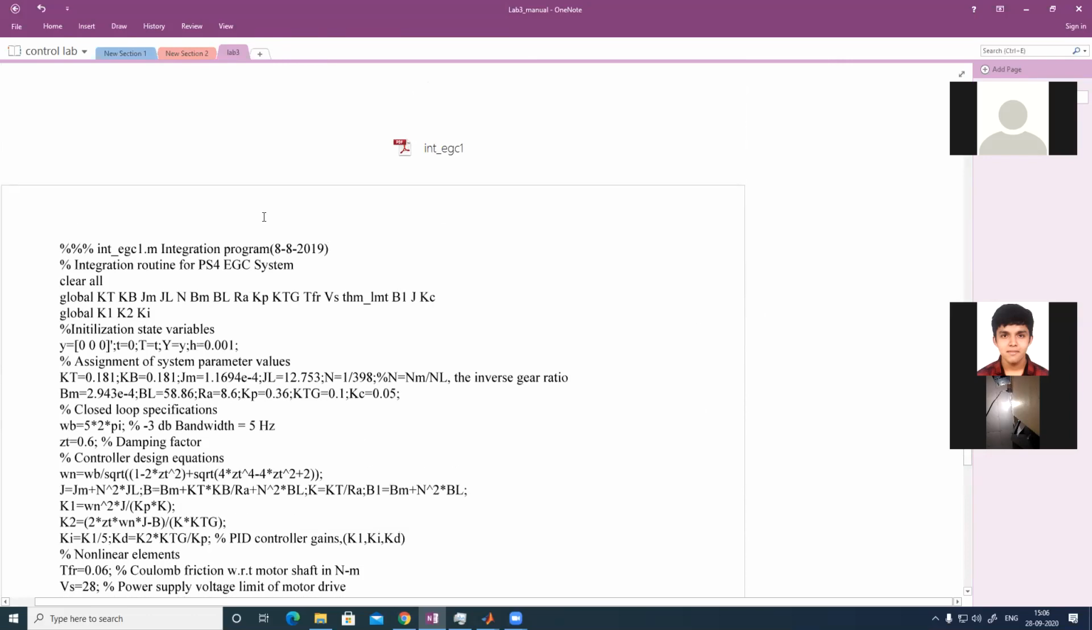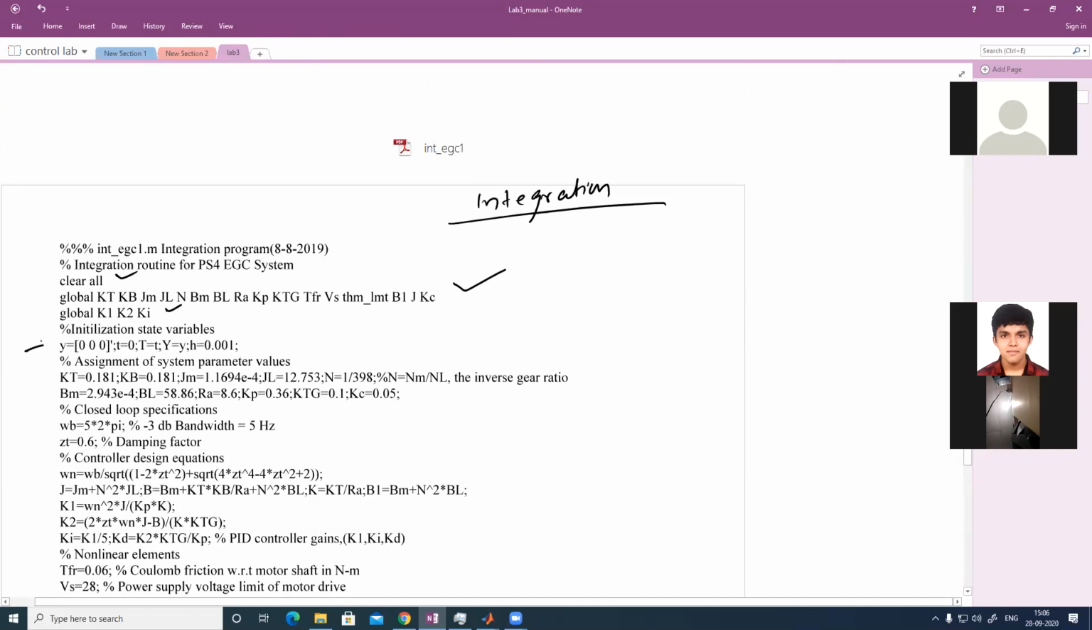And the integration routine. So in the integration routine, you are taking RK4. You are clearing all and globally declaring all the variables K1, K2, Ki, Kt, V, Kb, Jm, Jl.